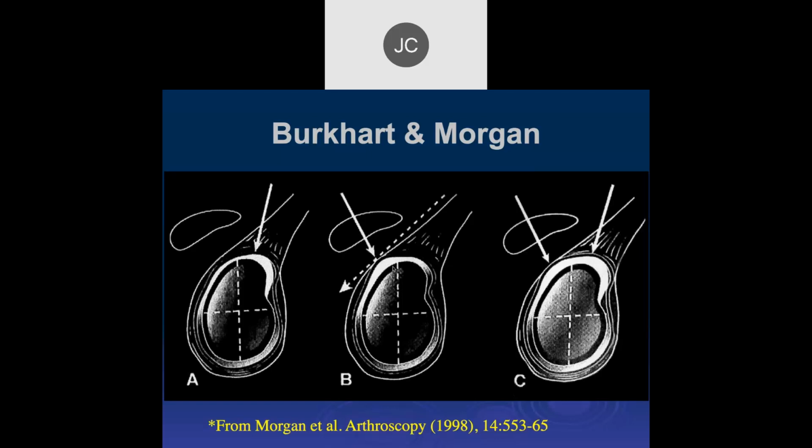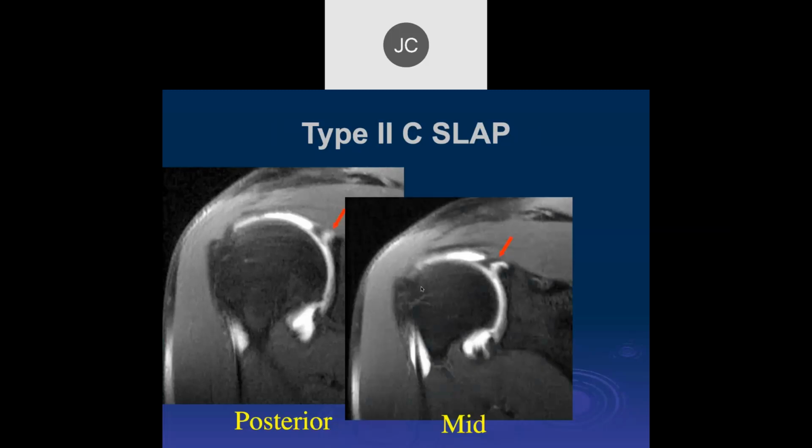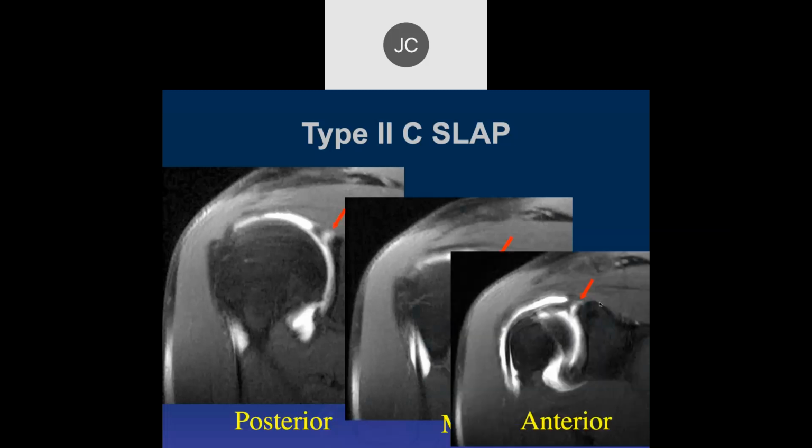This would be a type 1. This would be a type 2. Type A, type B, and then type C goes all the way over the top. And here we see posteriorly, we can see the tear within the superior labrum. In the mid portions, we can see the tear in the superior labrum with fluid going deep to the biceps anchor. And then anteriorly, we can see that there's a tear here. So this is a type 2C tear.